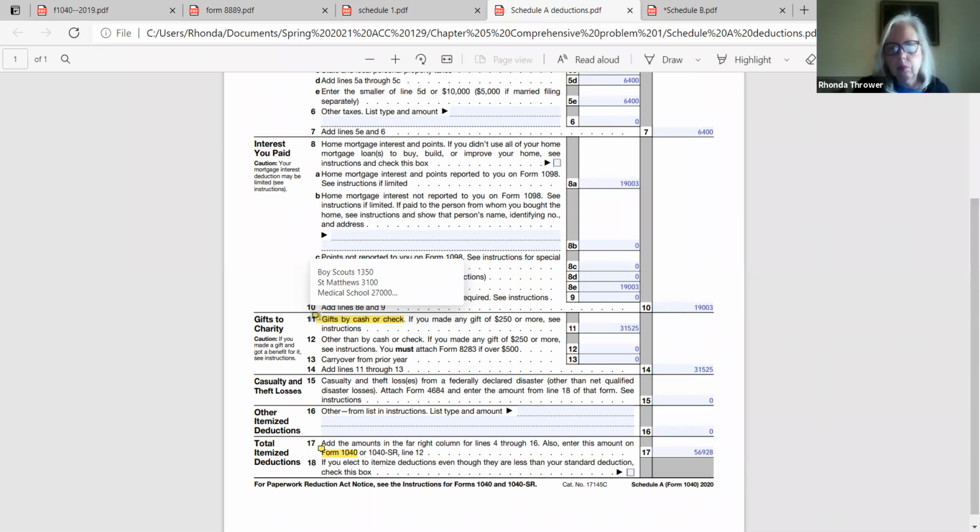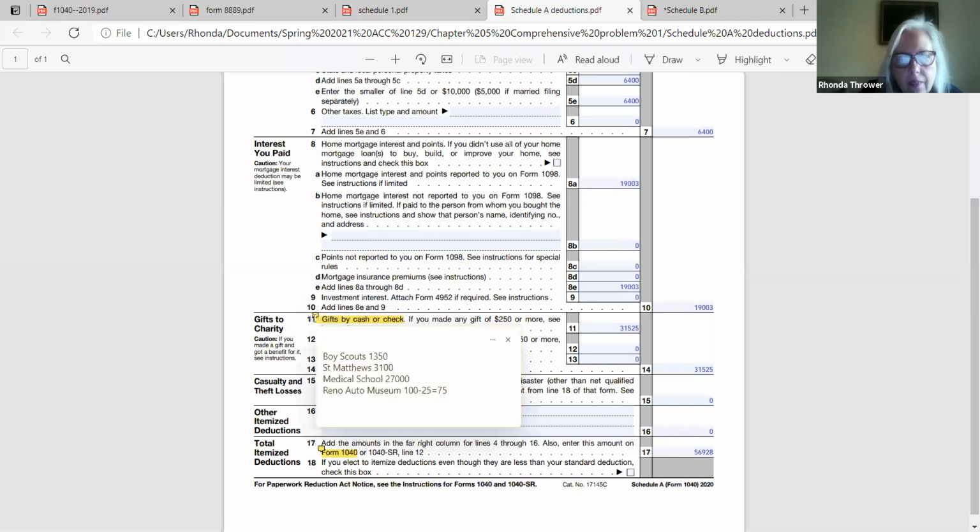And so that's what goes here. And if you click on that, it'll expand it a little bit further. There's one more line item on that, which is the Reno Auto Museum. He bought a fundraising ticket where he ate dinner, and the value of that meal was $25. So it cost him $100 for the tickets, but you can't claim the value of the meal, so you have to subtract that out. So $75 is the amount that you can claim as a deduction. So all of these are combined to get $31,525.